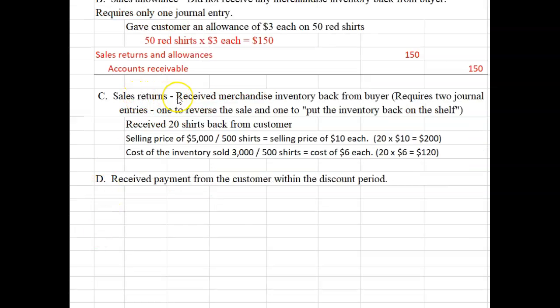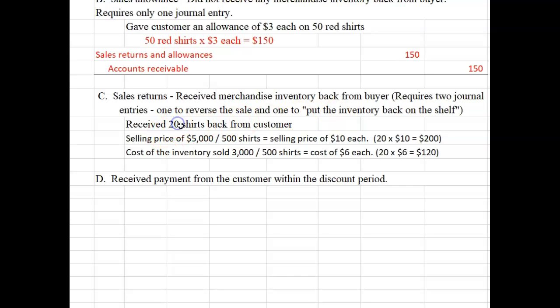Now let's talk about a return of merchandise inventory from the seller's point of view. This is referred to as a sales return. Not only is the seller allowing the buyer to reduce the amount that they have to pay, but the seller is also physically receiving that merchandise inventory back into their offices or their warehouse. So this is going to require two journal entries, one to reverse the sale, which will be very similar to this one, and one to put the merchandise inventory back on the shelf.